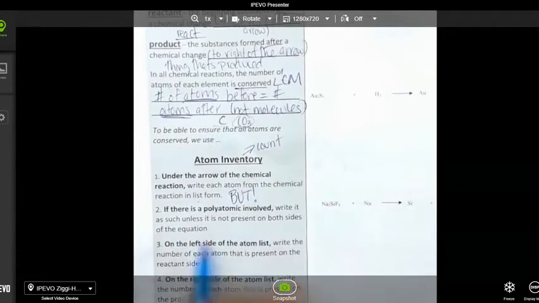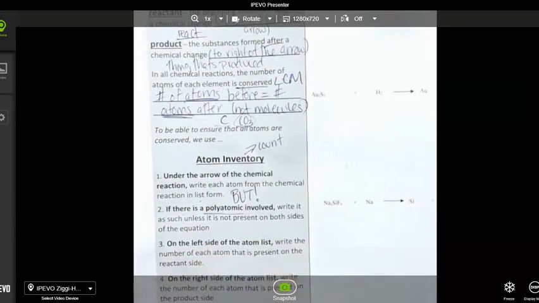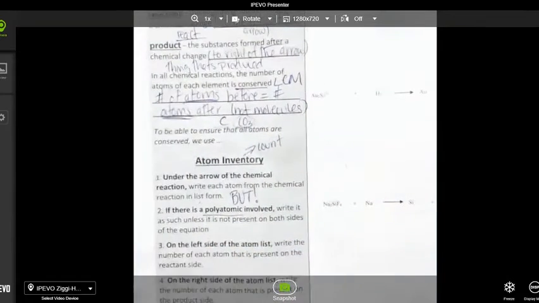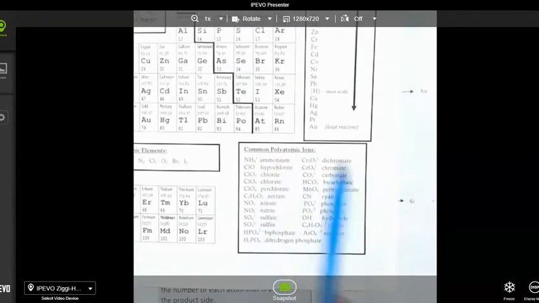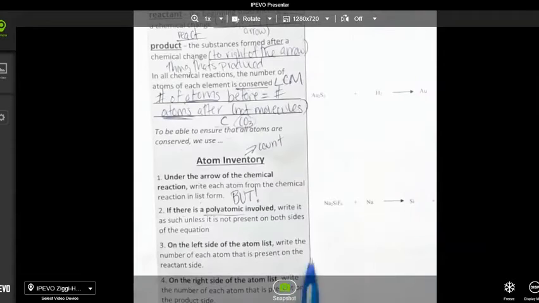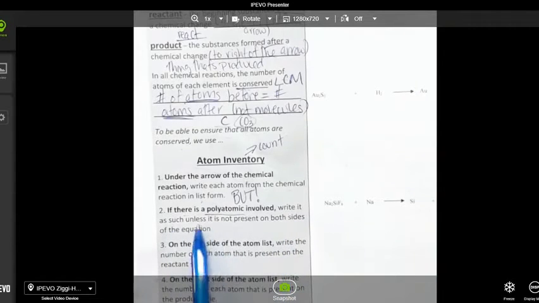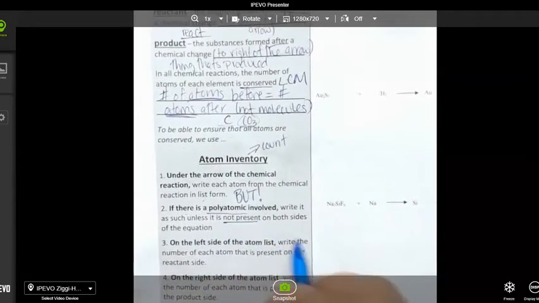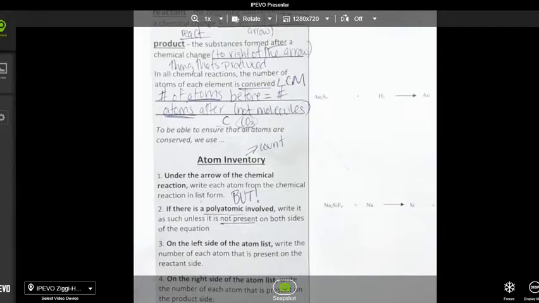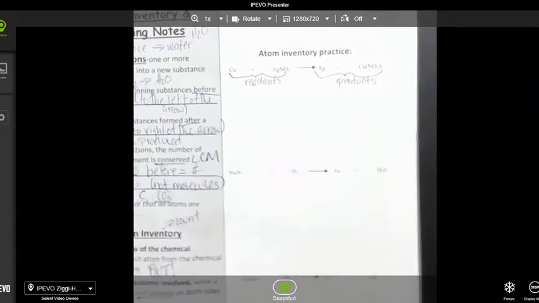But if there is a polyatomic involved, so polyatomics, remember, anything from this part of the periodic table, we need to write it as such unless it is not present on both sides of the equation. So here's our example problem.